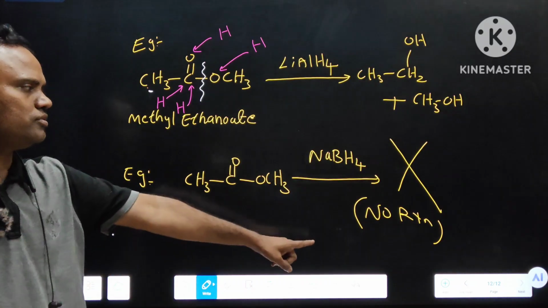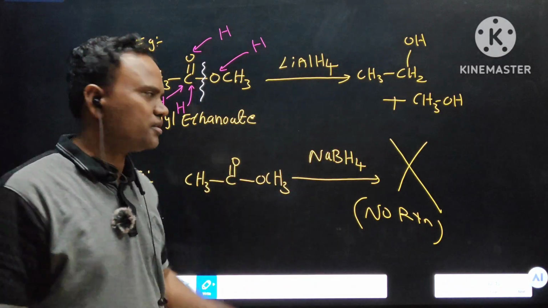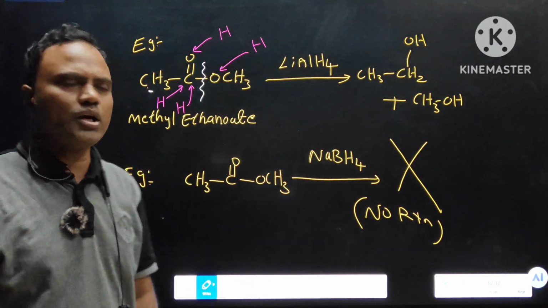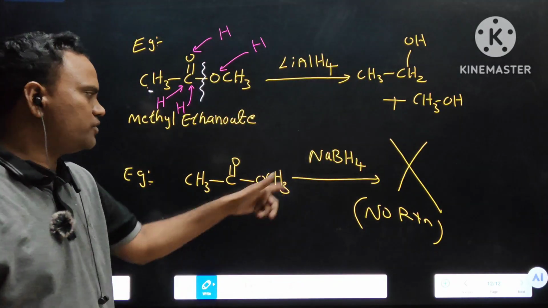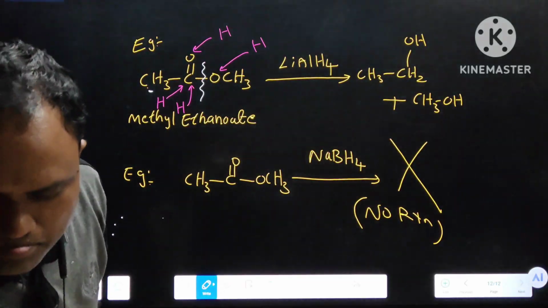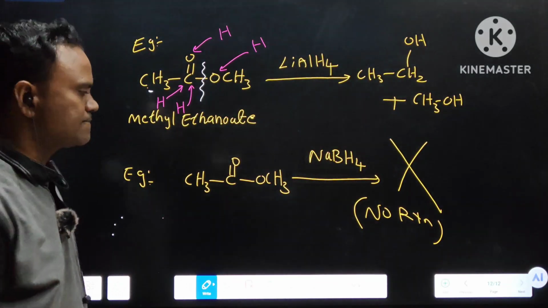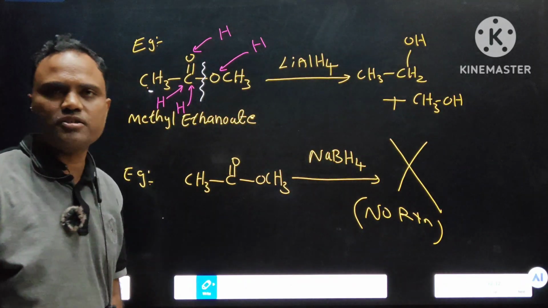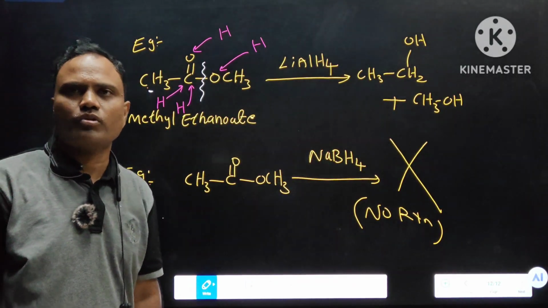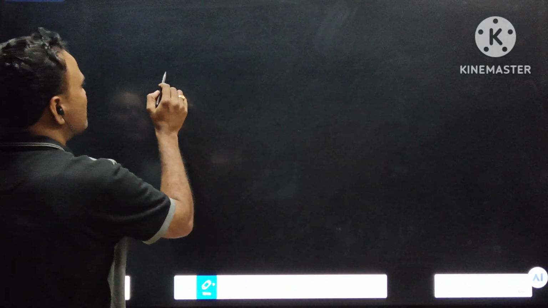You write this also, and the reason also. Just write one sentence. It is a poor reducing agent. It does not reduce esters. Okay. Shall we go to the next page? One cyclic example. Let us take one cyclic example.